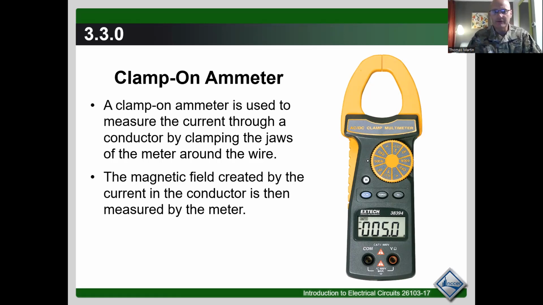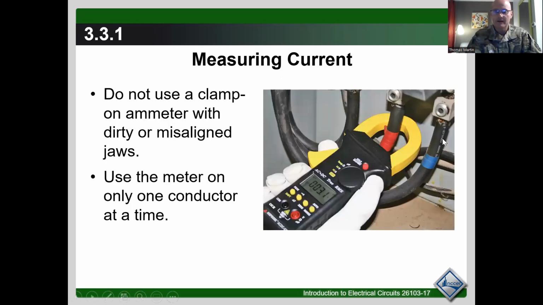It says a clamp-on ammeter is used to measure the current through a conductor by clamping the jaws of the meter around the wire. The magnetic field created by the current in the conductor is then measured by the meter. This is a perfect illustration of how it's used. Do not use a clamp-on ammeter with dirty or misaligned jaws. Use the ammeter on only one conductor at a time.